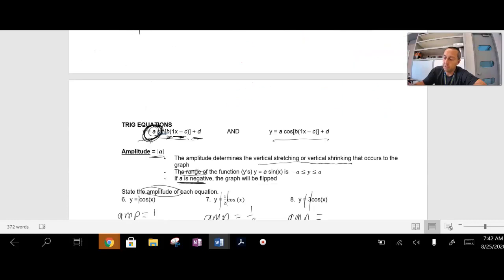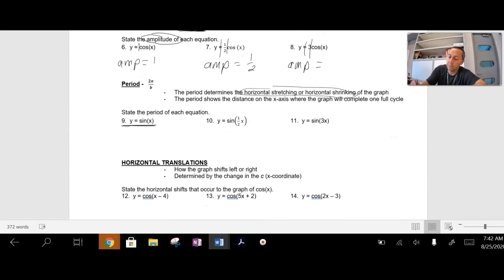If we don't want to have to graph something, or we don't have the graph available to us, here's how we can find the period of sine and cosine. For this one, you do 2 pi over b. B is the coefficient of your x. So if we divide this by 1, we would see that our period was 2 pi.